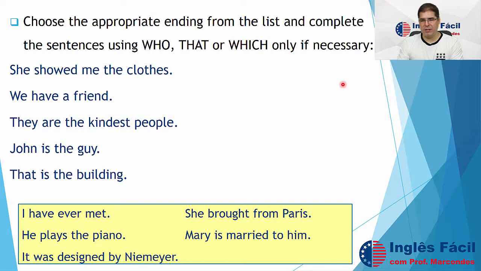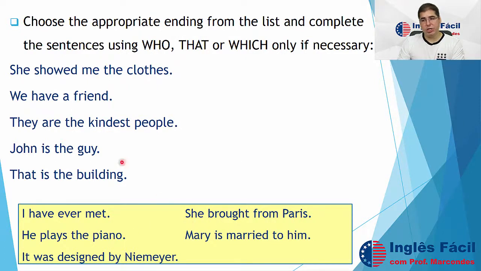Let's see the first one now. She showed me the clothes. Now, how can we end this sentence? I have ever met doesn't make sense. He plays the piano. The clothes play the piano? No. The clothes was designed by Nehemiah? No, not possible, right? Basically because the clothes are in the plural, right? And it is singular. She brought from Paris.